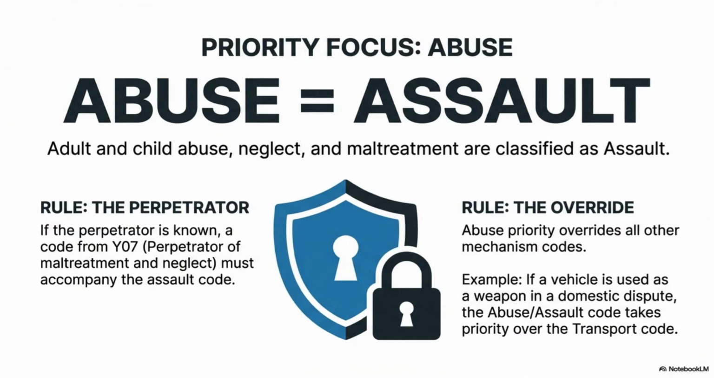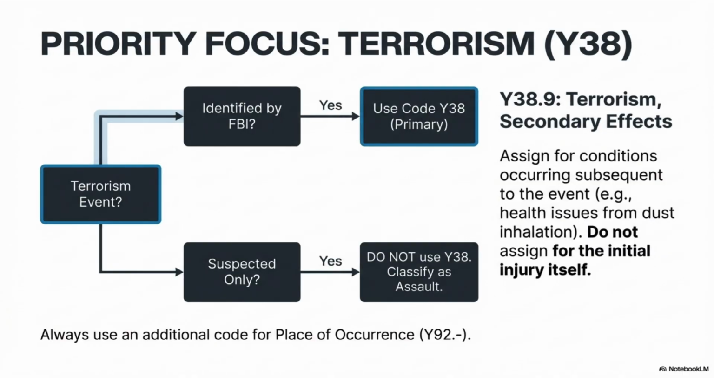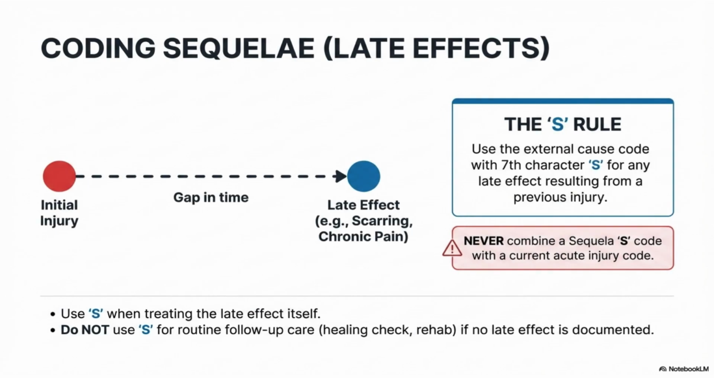The intent takes priority. We only use terrorism codes when the event is officially identified as terrorism. If it's only suspected, we classify it as assault. Secondary effects, like dust inhalation after the event, use Y38.9, but not for the initial injury. Sequela codes use the seventh character, S, to describe late effects of a previous injury. We use them only when treating the late effect itself, not for routine follow-up care. And we never combine a sequela code with a current acute injury code.